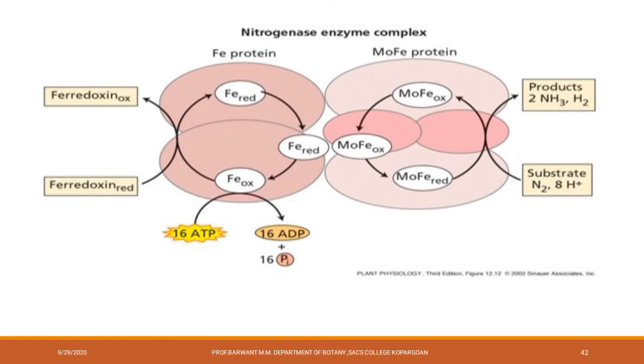Let's see what the Fe protein and the MoFe protein are. Let's see ferredoxin reduced and ferredoxin oxidized, that means ferredoxin oxidation and ferredoxin reduction. Product: 2NH3. N2 plus 8H+ is the substrate going into the product, and in the presence of ATP, it is converted into ADP. That is the actual mechanism of the nitrogenase enzyme.